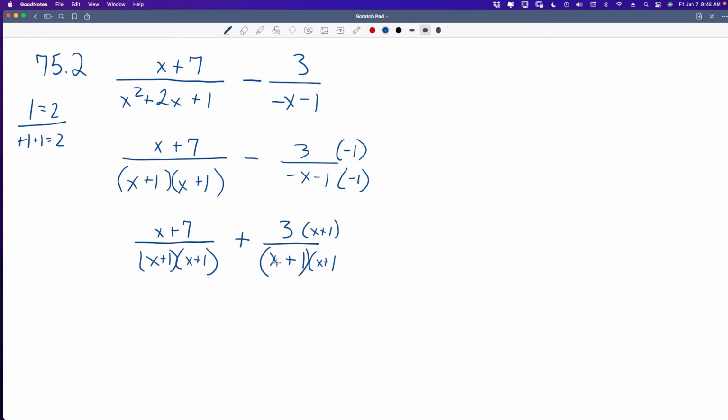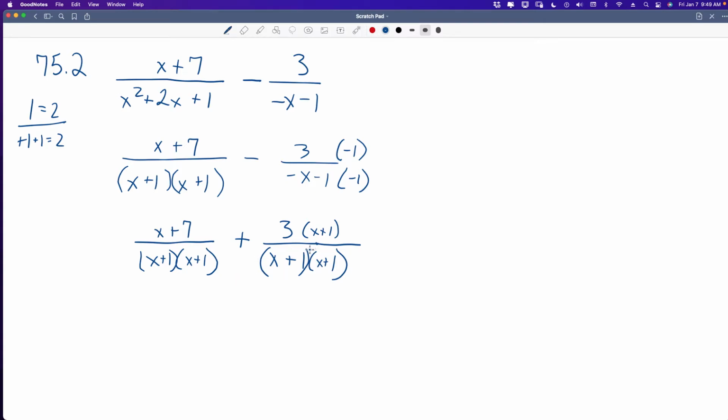Make sure it's the whole thing times the whole thing. If you forget the parenthesis, then it's not the whole thing times the whole thing. It's just 1 times this. So don't forget your parenthesis. That's important. It actually does mean something.